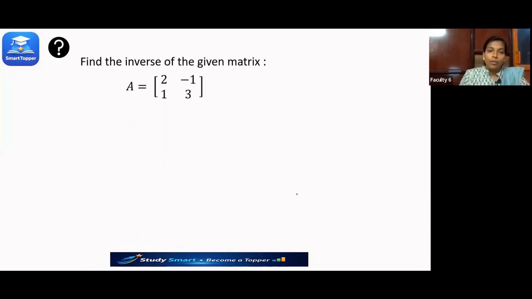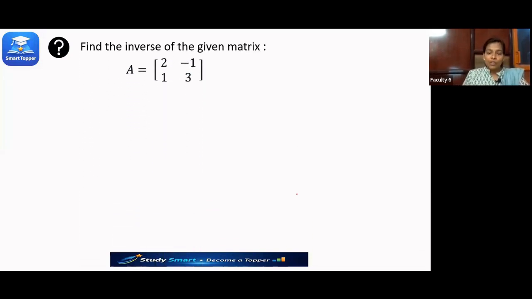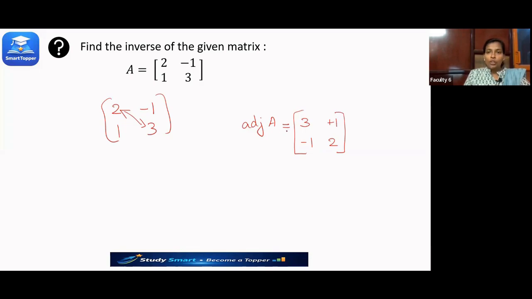Look at the question. Find the inverse of the given matrix. The matrix is given as 2, minus 1, 1, 3, right? It is very easy to find the adjoint. We have to get the adjoint of A. What is the adjoint of A? It is obtained by interchanging the diagonal elements. So, the elements will become 3 and 2 here. Then change the signs. Minus 1 will become plus 1 and 1 becomes minus 1. So, we got the adjoint of A.